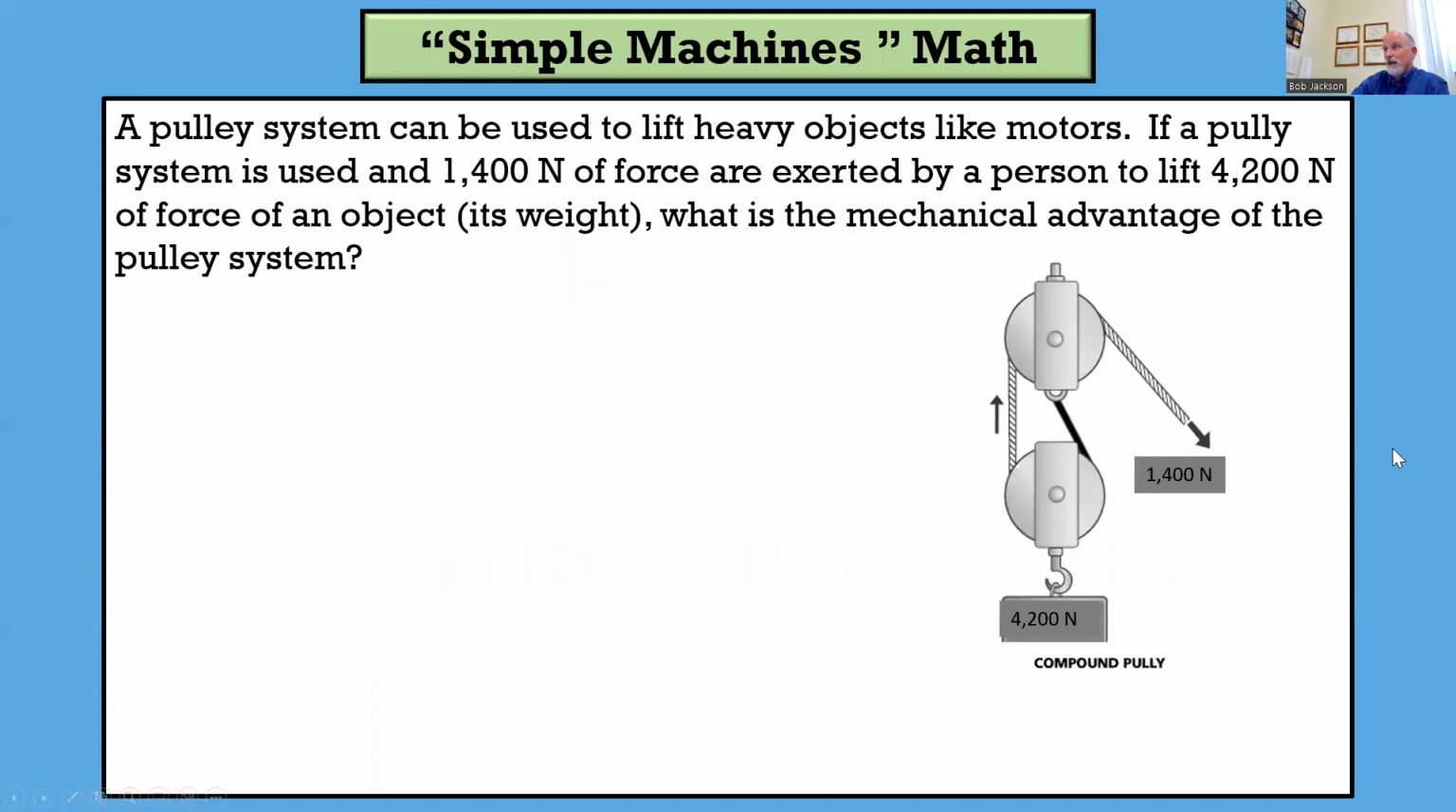Pretty easy problems. Okay, here's a pulley. This is a simple machine. It says a pulley system is used and 1,400 newtons of force are exerted by a person to lift 4,200 newtons. What is the mechanical advantage of the pulley system? You're going to take the big number divided by the little number to get your answer: resistance force over input force, big number divided by little number, there's your answer. Most of the time they come out as a whole number, but they can come out with decimal places.